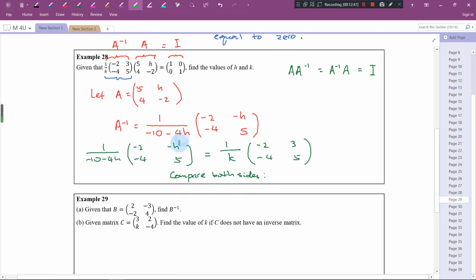We know that negative H is equal to 3, right? Okay, negative H is equal to 3. So H is equal to negative 3. Okay, now we got the answer, the value of H. Now we are going to find the K.